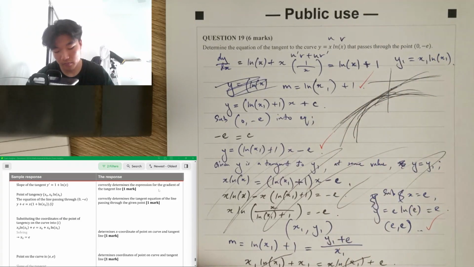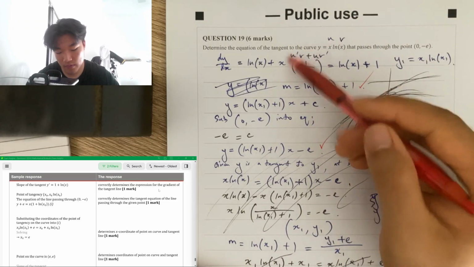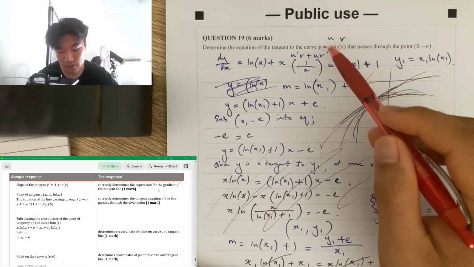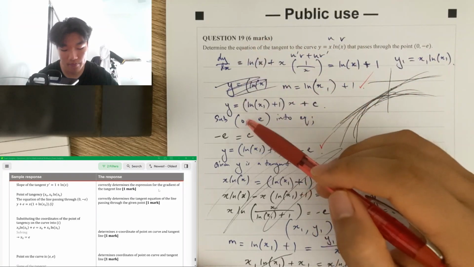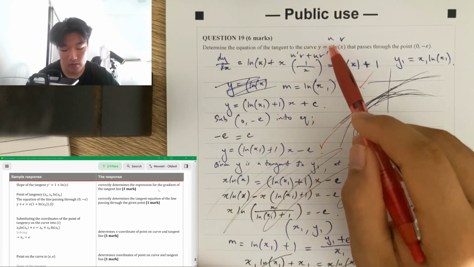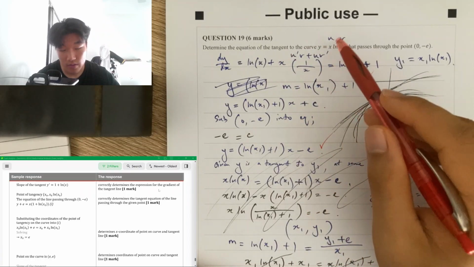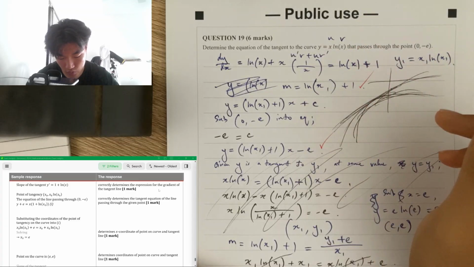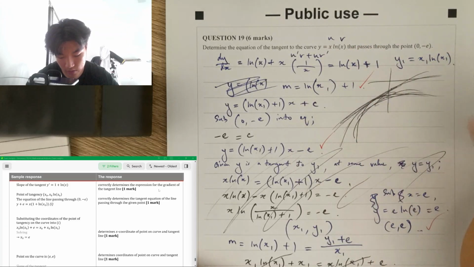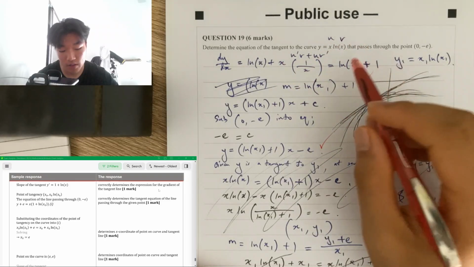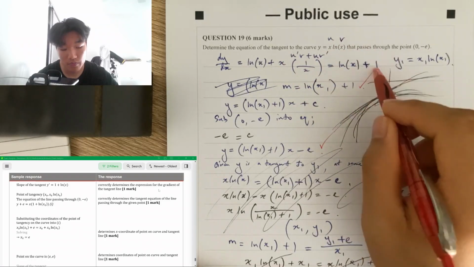So the first term goes to 1 times ln of x because the derivative of x is just 1. Then it's u v prime, so u just stays here. V prime, so ln of x derives to make 1 over x. So then it's x over x, which is just 1. So that's the derivative function.